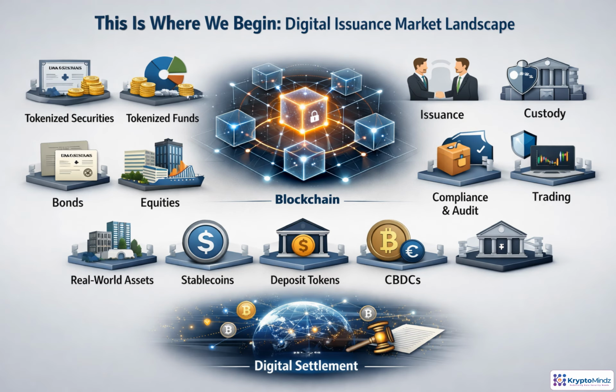Before designing technology, we need to map the market. Digital issuance is not one product. It includes tokenized securities, funds, bonds, equities, real-world assets, and settlement instruments such as stablecoins, deposit tokens, and CBDCs. Around those assets are operating roles: issuers, custodians, compliance teams, auditors, trading venues, and settlement providers. Once you understand what moves, who controls it, and how it settles, the architecture choices become much clearer.